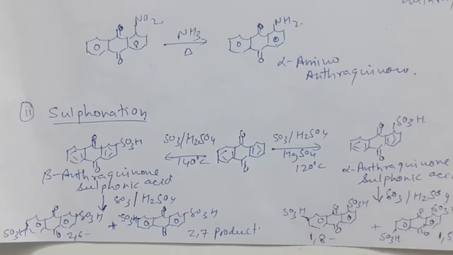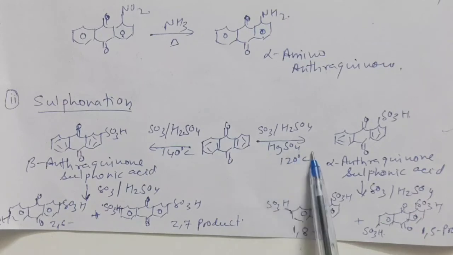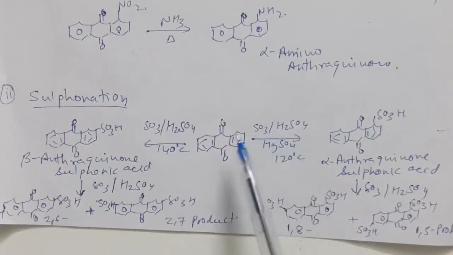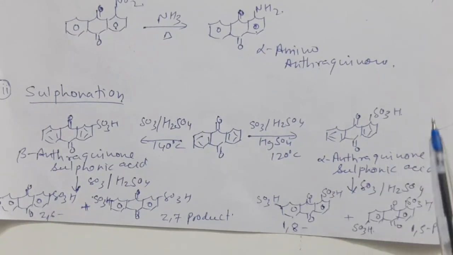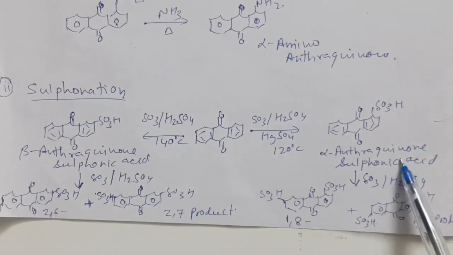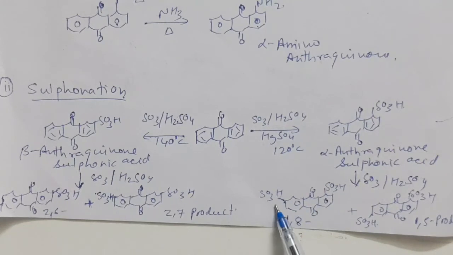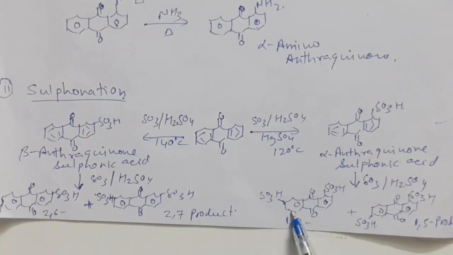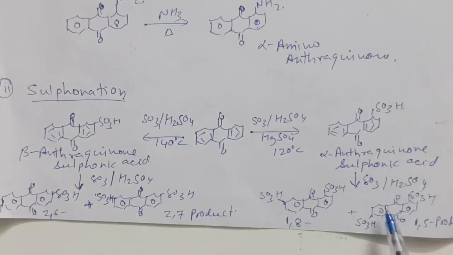The next is sulfonation. The sulfonation of anthraquinone with sulfuric acid and mercury sulfate at 120 degrees centigrade. The sulfonyl group attaches at number 1 carbon and we get alpha-anthraquinone sulfonic acid. This alpha-anthraquinone sulfonic acid further undergoes sulfonation and we get the product disulfonic anthraquinone, in which two sulfonyl groups are present, one at 1 carbon and another at 8 carbon. So it is anthraquinone 1,8-disulfonic acid. And if the sulfonyl groups are present at 1 and 5, then we get anthraquinone 1,5-disulfonic acid.